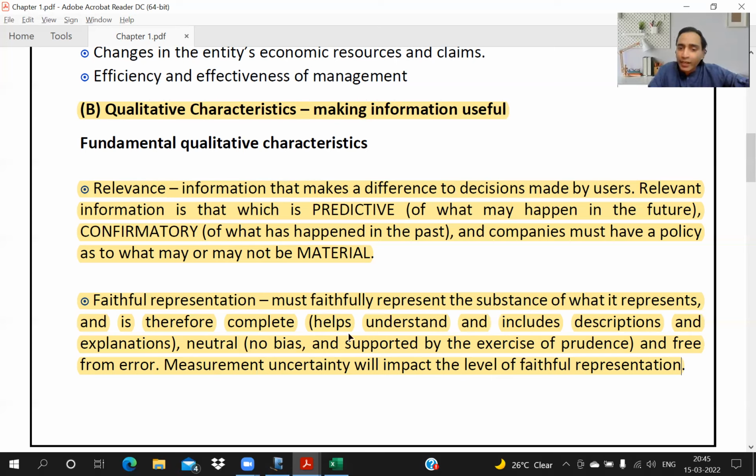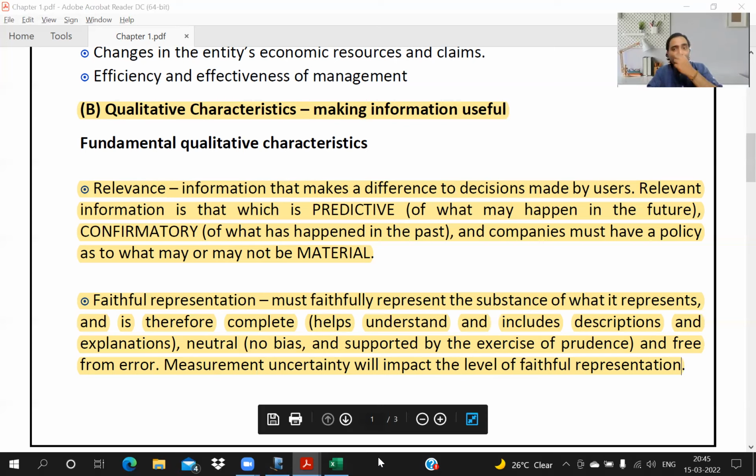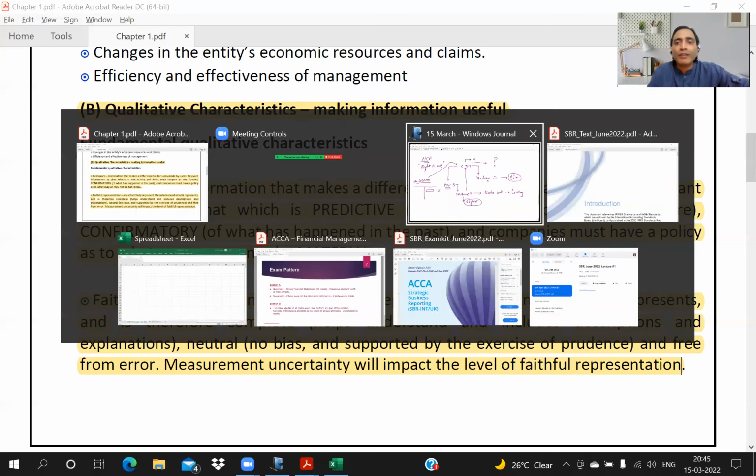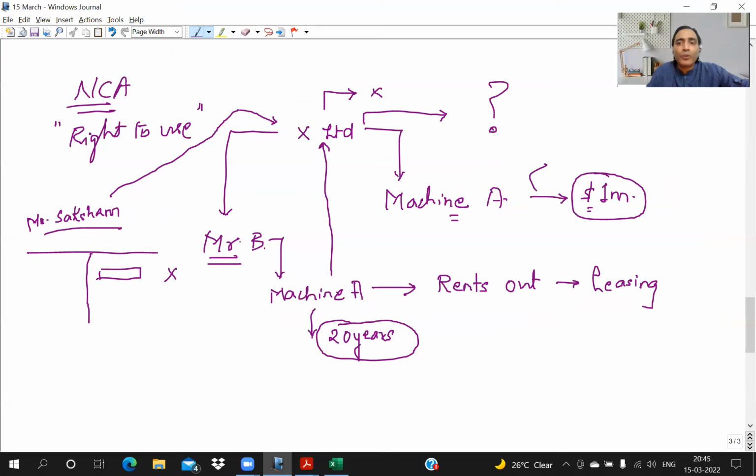Guys, are you understanding? Ishika, are you understanding? Let me check with you. Yes, sir, I'm understanding. Right. Now, what if this machine is not of $1 million, but of only $100? A small machine. Nuts and bolts. Small stuff.